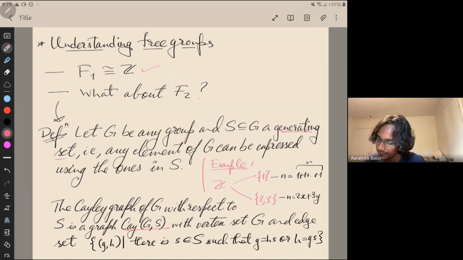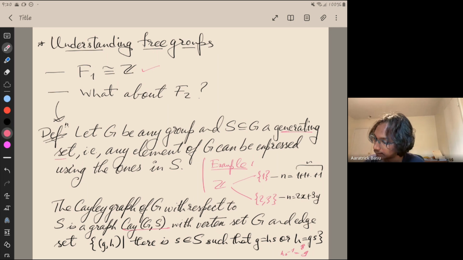So you connect two elements G and H, which are now vertices, by an edge if and only if there is some element S in your generating set such that either H is G times S or G is H times S. So the idea is if you can go from G to H or H to G using only one element of your generating set or its inverse, because H equals GS is of course the same as G equals H S inverse, right? So that's the idea of the adjacency. You want to connect things that are only one generating element apart.